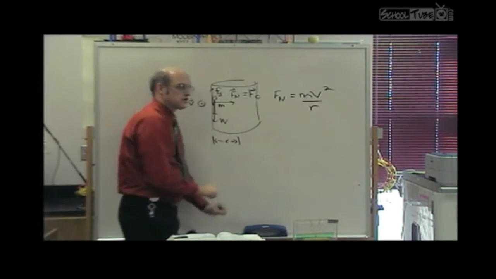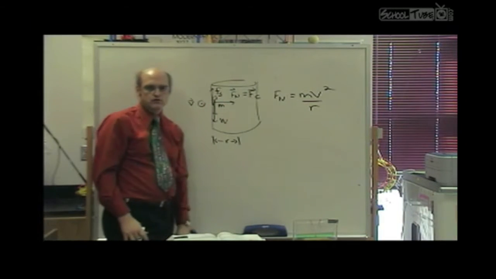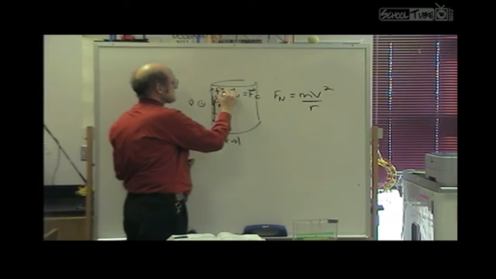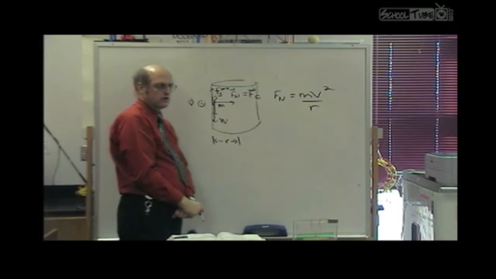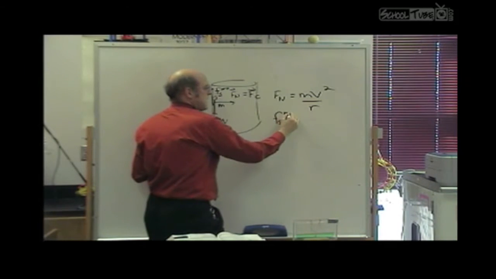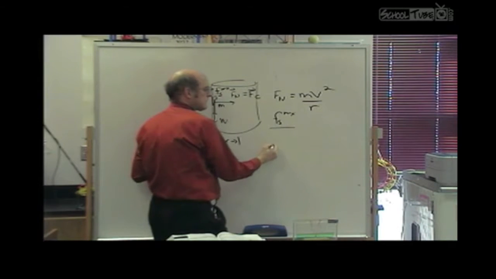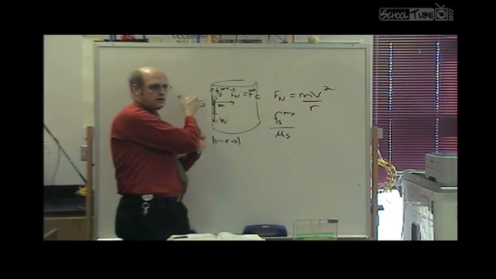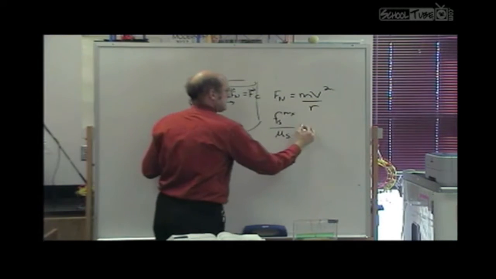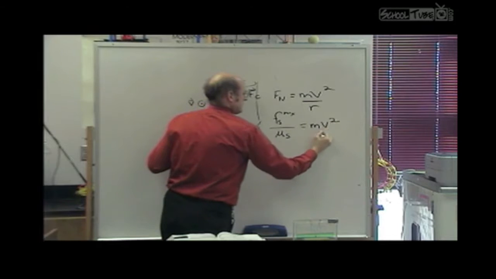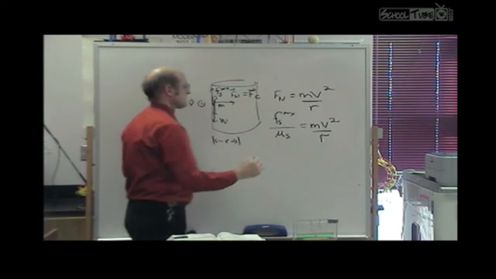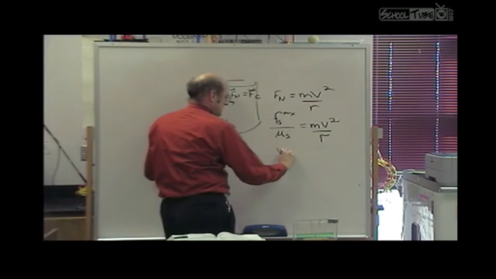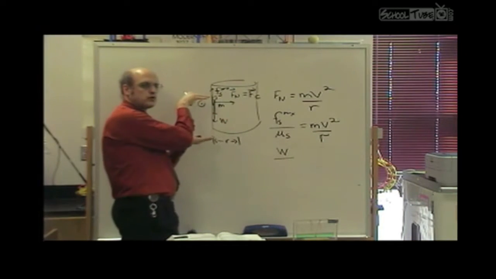Now, the normal force can be related to the static friction force if the rider is on the verge of slipping downward. So let's make this the maximum force of static friction. So the normal force would be equal to the maximum force of static friction over the coefficient of static friction between the rider's back and the wall of the ride. But isn't the maximum force of static friction equal to the weight of the rider? Because the rider is in vertical equilibrium.